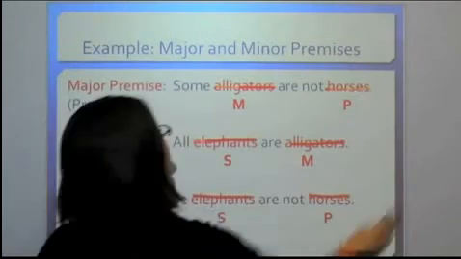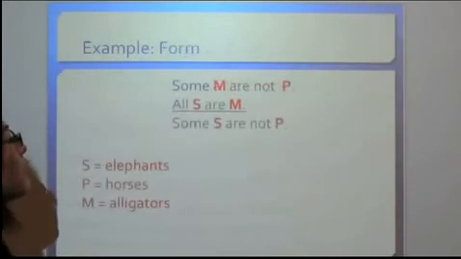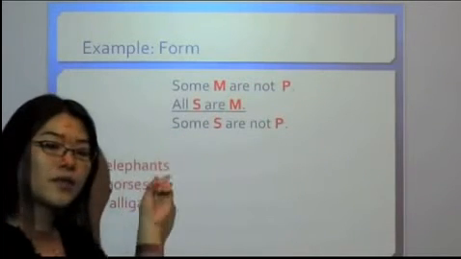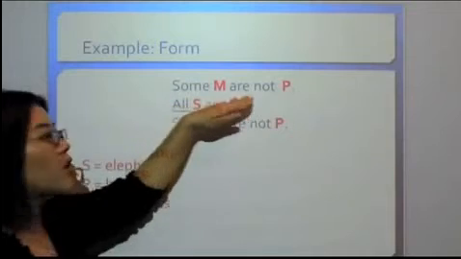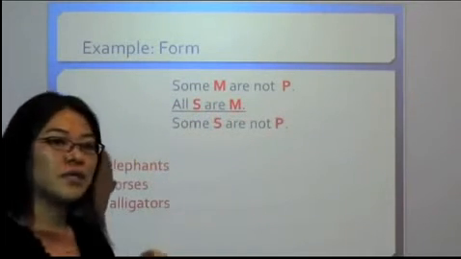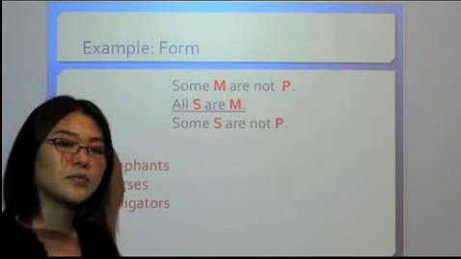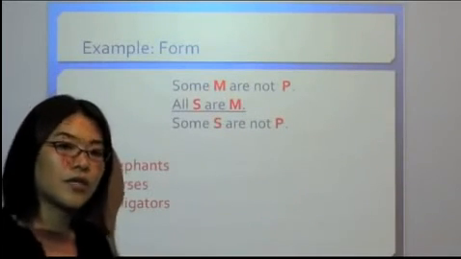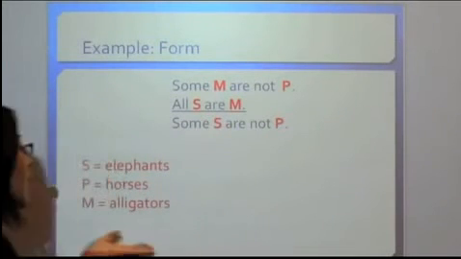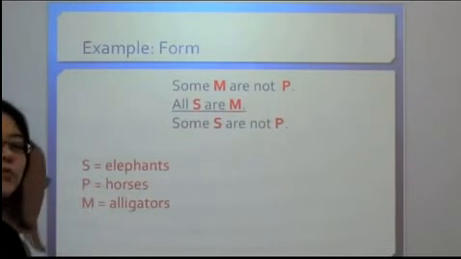When we do that, we end up with the form. So this is the form of the argument that we just had: some M are not P, all S are M, some S are not P. This tells us what the structure of the argument is, the pattern of reasoning of that argument. Along with the form, we also have the dictionary, which tells us what each of these variables stands for.